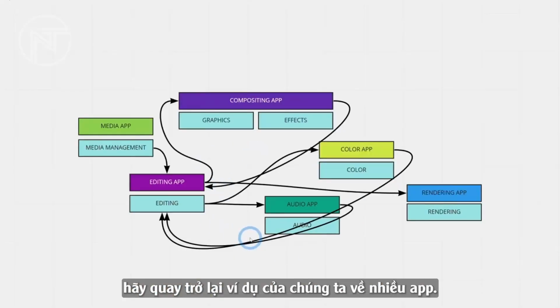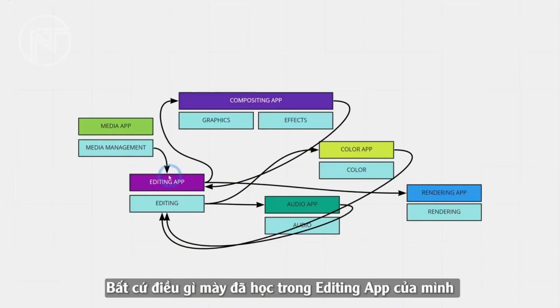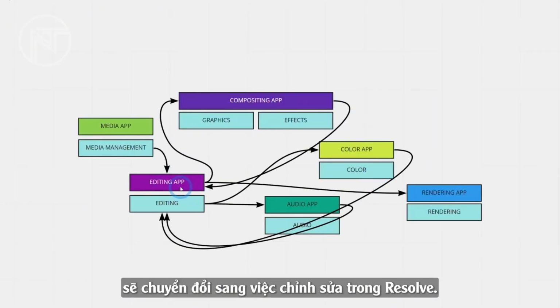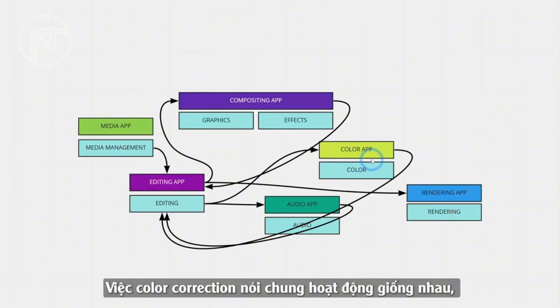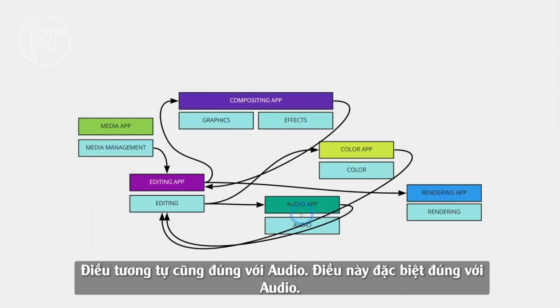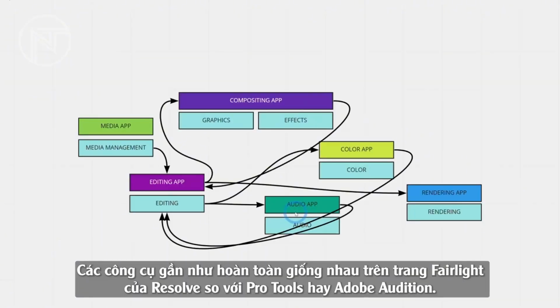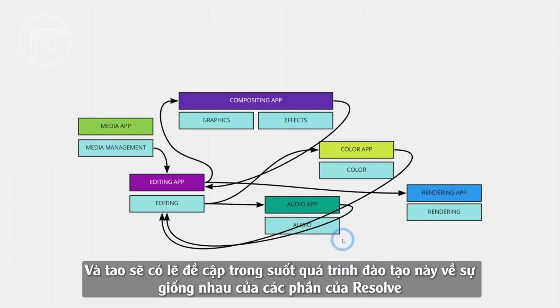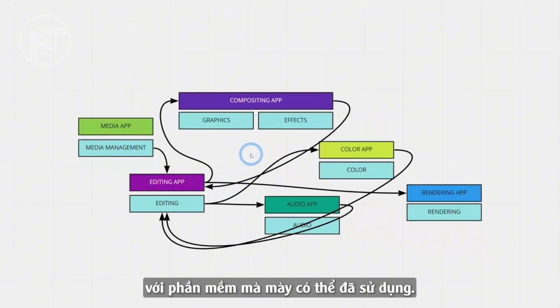So let's go back to our multiple app example. Anything that you've learned in your editing app will translate to editing inside of Resolve. Same with color correction. Color correction generally works about the same whether you're working in Resolve or a different app. Same thing with audio. This is especially true with audio. The tools are almost exactly the same in the Fairlight page of Resolve as they are in something like Pro Tools or Adobe Audition. And I'll probably be making references throughout this training to the similarities of parts of Resolve to software that you might have used.